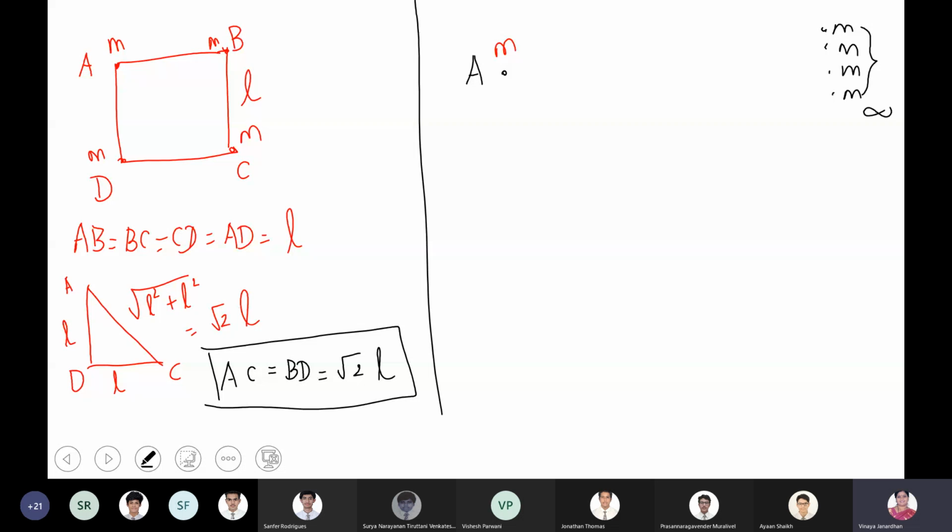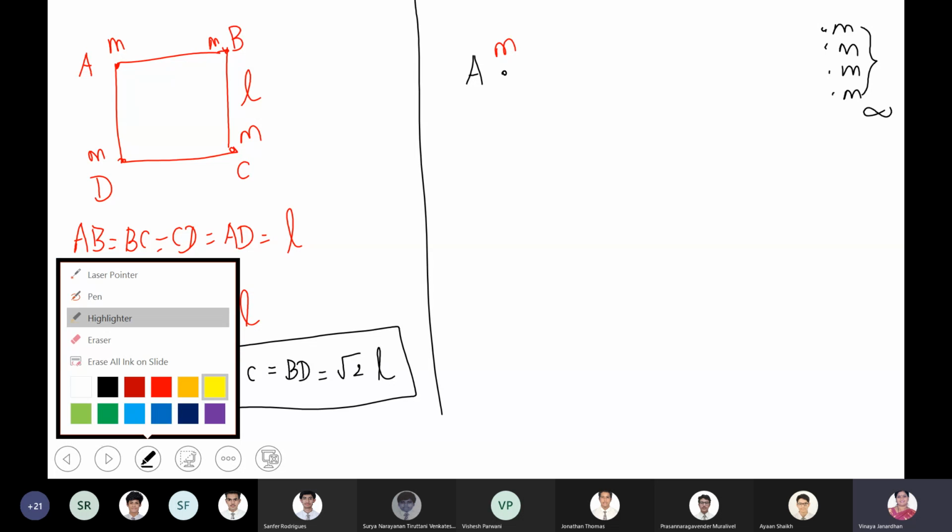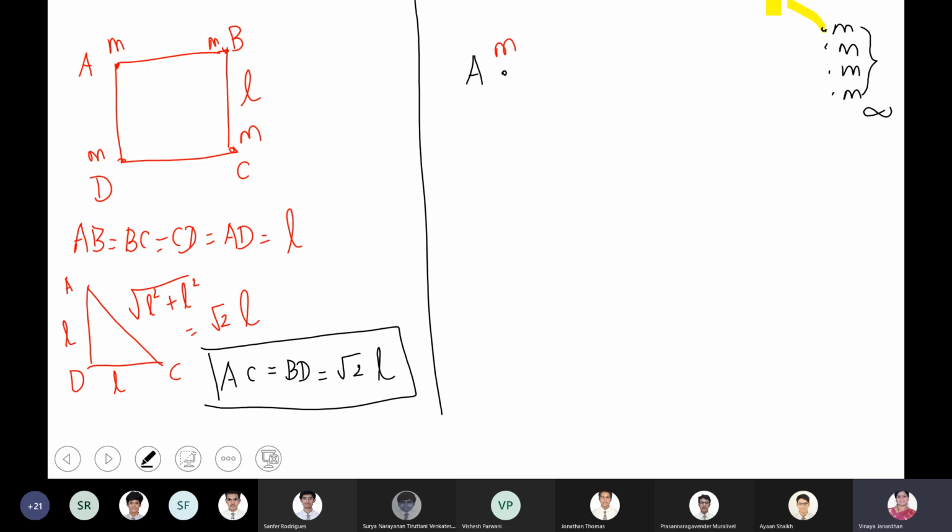Now, let us see how we are making this configuration, right, boys? Now, look at this. We'll consider all the four masses are at infinity. Now, let us bring each and every mass to form a square. In this case, I am bringing a mass m from infinity to point A.